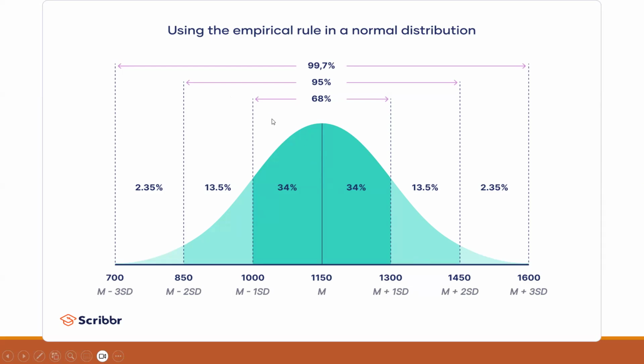So -1 and +1 standard deviation equal 68%. Then +2 and -2 standard deviation equal 95% of the observations. And +3 and -3 standard deviation from the mean equal 99.7% of the total observations.